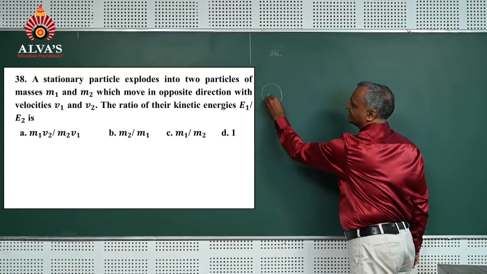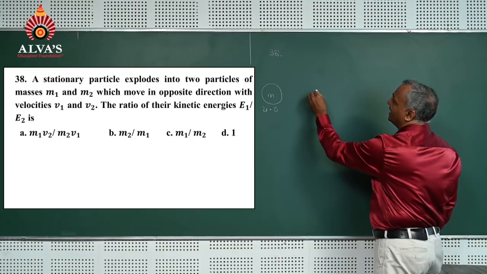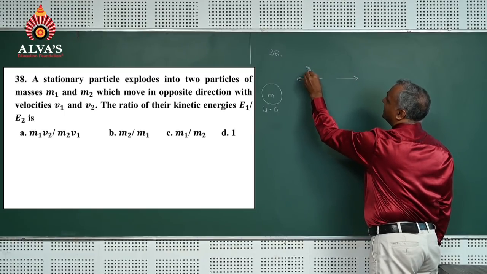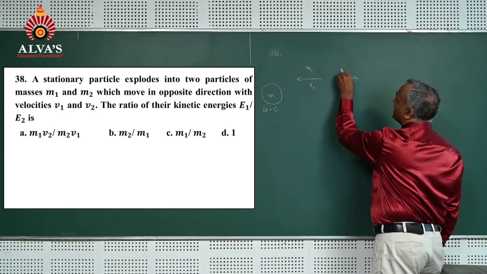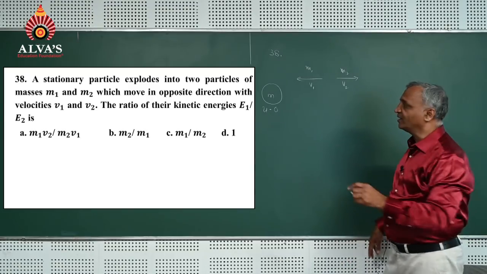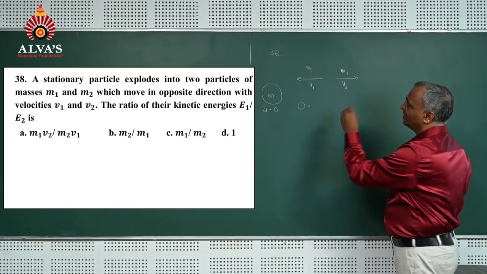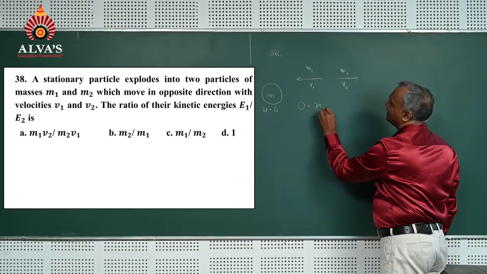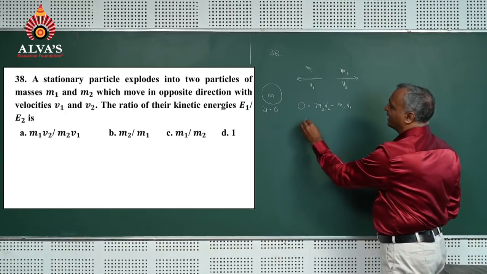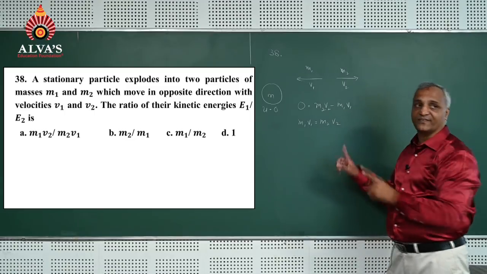Suppose a mass m, initially at rest, explodes into two parts moving in opposite directions. Suppose this is m1 with velocity v1 and this mass is m2, moving with velocity v2. Then by the law of conservation of momentum, the initial momentum is 0. This will be equal to m2 v2 minus m1 v1, the final momentum, and so I can write m1 v1 is equal to m2 v2, and this is the first condition we have.